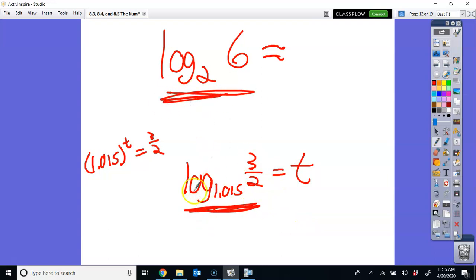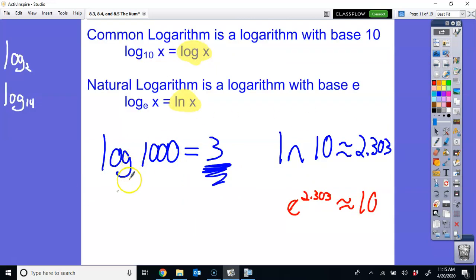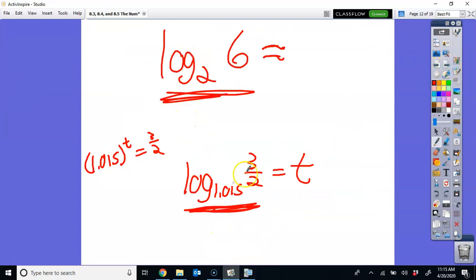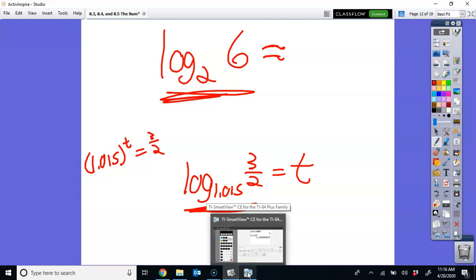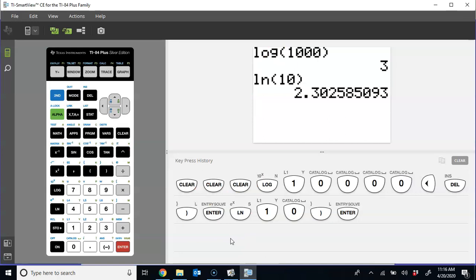How do I do ugly ones like that? That still doesn't help me because those are base 2 and base 1.015. You just told me the calculator only does base 10 and base e. The common logarithm base 10 and the natural logarithm base e. How do I do log base 2? How do I do log base 1.015? Well, guess what? Calculator can help you there too. So let me show you.